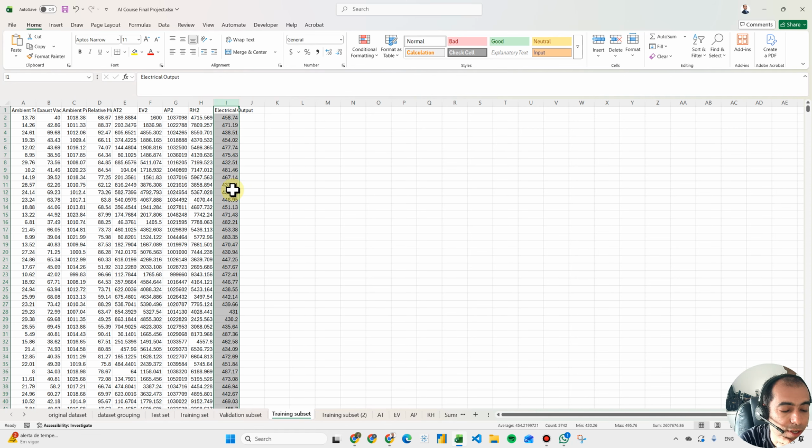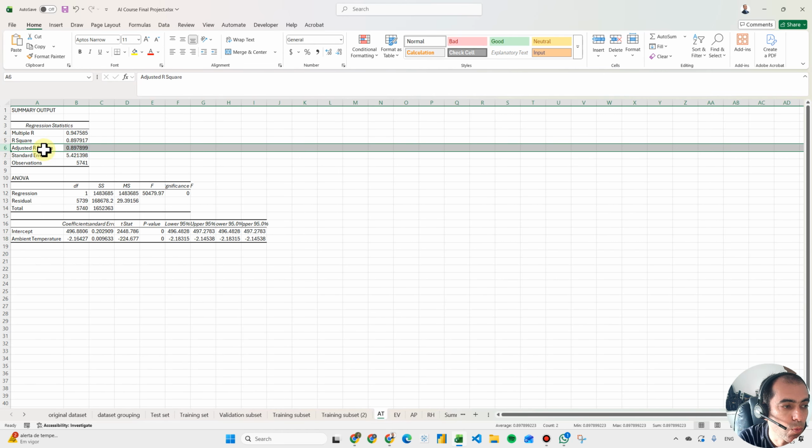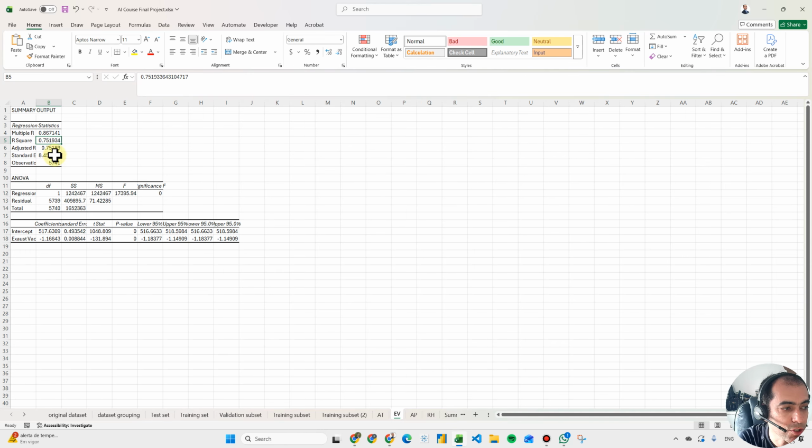And this, of course, is the electro output, or the actual values. Then the first thing I did was running individual regressions for each feature, because I wanted to see which one of them had a significant value with a lower p-value and also a higher R squared. I learned that the ambient temperature and the exhaust vacuum both had the highest R squared and a statistically significant value because of a lower p-value.